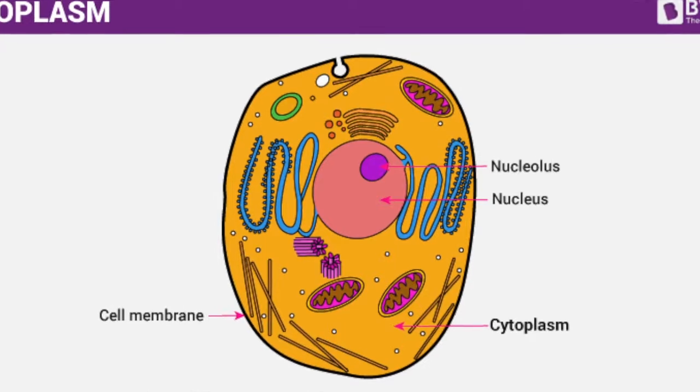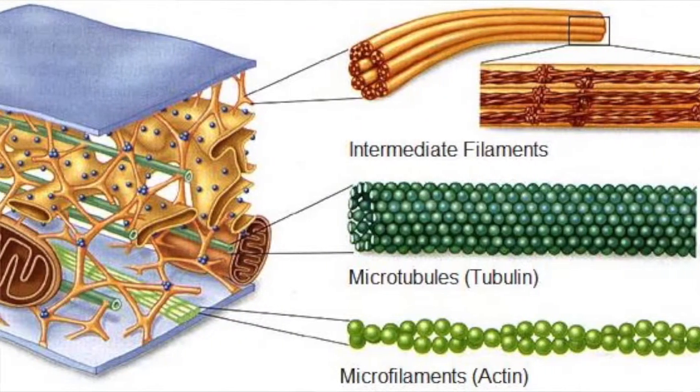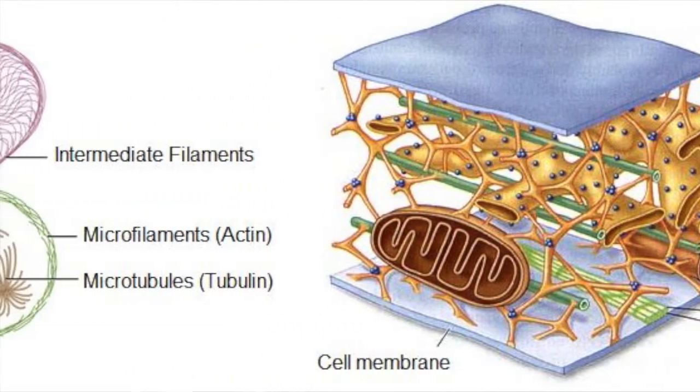The parts of the cell are: the cytoplasm, which is made up of a jelly-like fluid and other structures that surround the nucleus. The cytoskeleton is a network of long fibers that make up the cell's structural framework. The cytoskeleton has several functions, including determining shape, participating in cell division, and allowing cells to move.